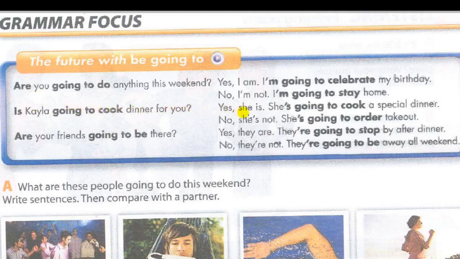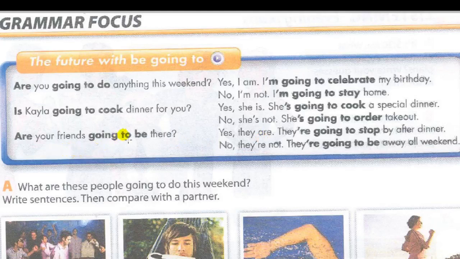Yes, she is. She's gonna cook a special dinner. No, she's not. She's gonna order takeout. Takeout means she's not going to cook food at home. She's going to order a meal from a restaurant.